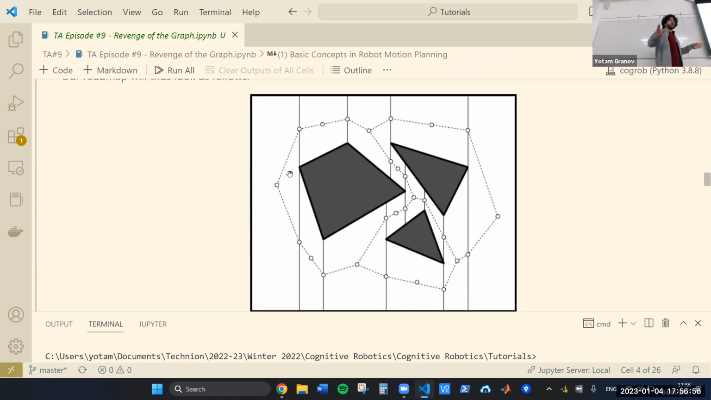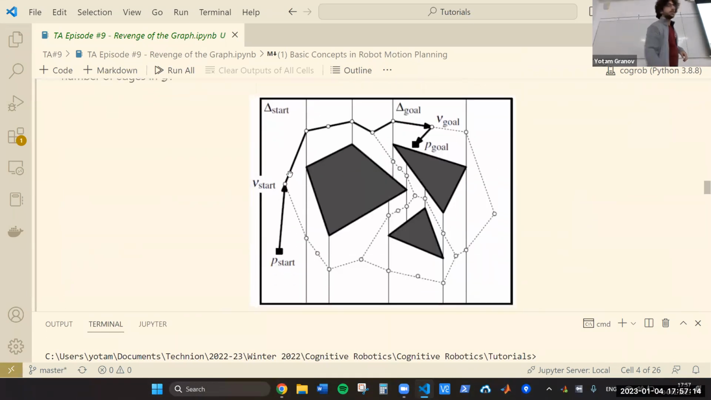Now here I've finished the pre-processing phase. I haven't even said anything about the robot. I haven't said where it starts, where it wants to go. I've looked at the workspace, the C space, and I've turned it into a trapezoidal map. This is the trapezoidal map, also called a road map, or a graph, whatever you want to call it.